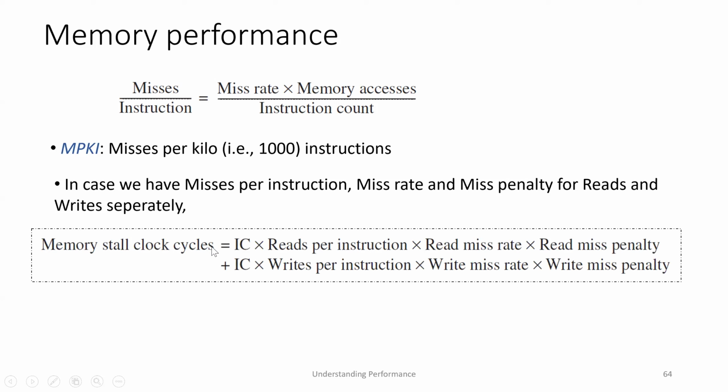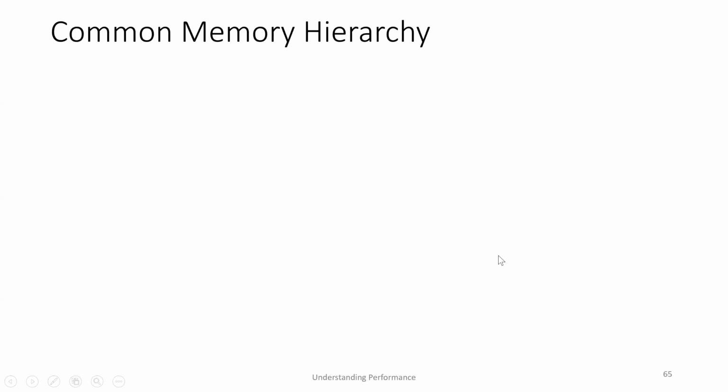Overall, if we consider reads and writes separately, this is how it would be. In the interest of time, I'll skip this. So any questions so far? Do you see the importance of having a lot more hits in the memory? Any questions so far with the working of caches?